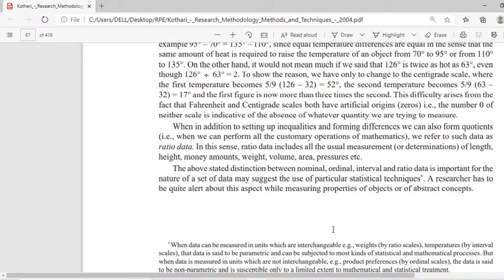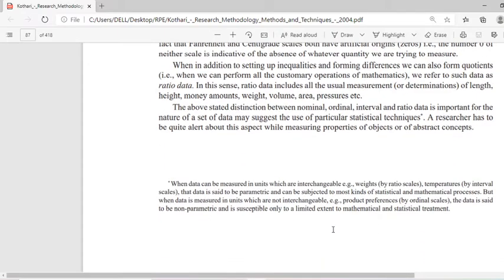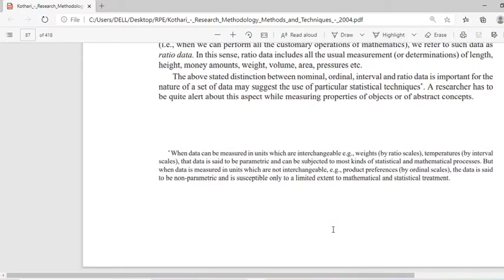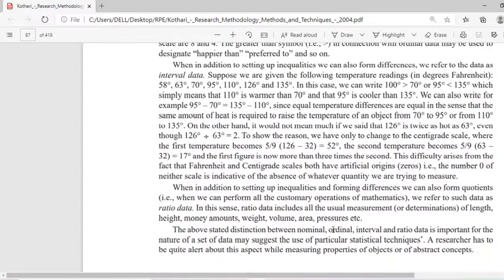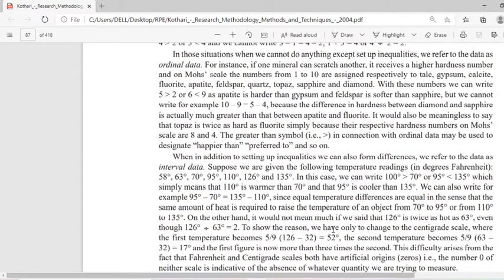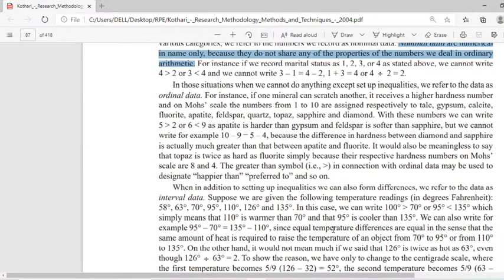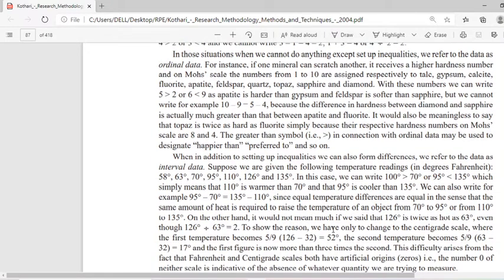Sometimes we have to place the data in any one of these four categories. The first one is nominal data: there is no preference, just numbers. Ordinal data: there is some inequality or preference. And then interval data: we can take the difference of the data, and that difference will be meaningful.